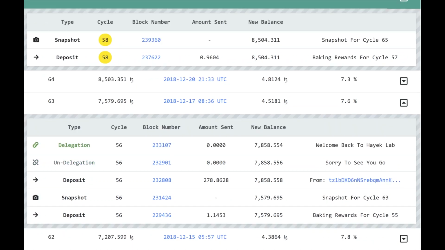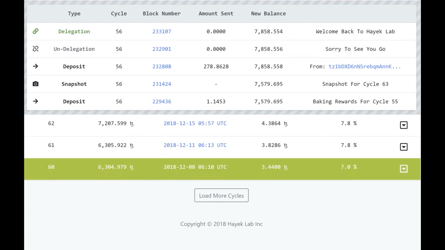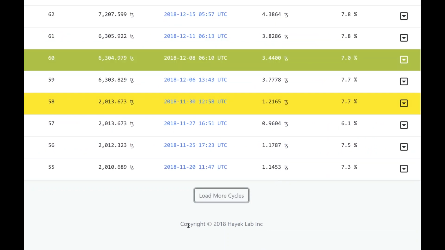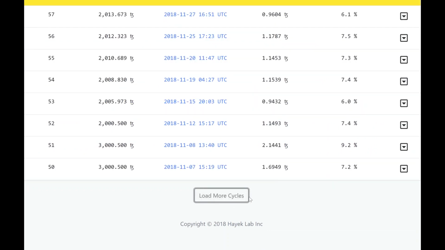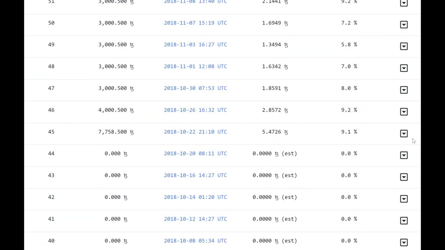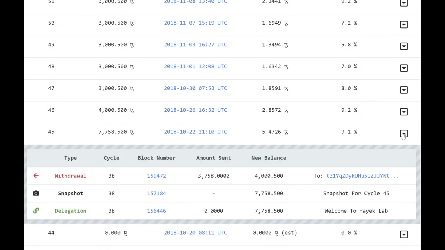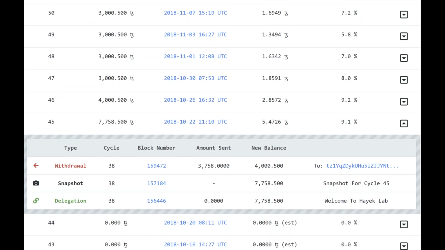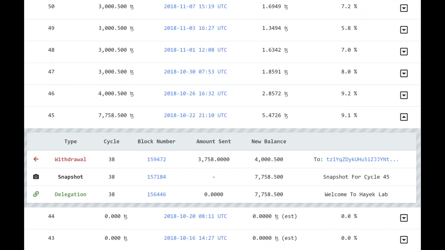Going further back in time now, when our delegator decided to delegate with Hayek Lab for the first time, we can see the very first non-zero balance is at cycle 45. Looking at the drop-down table, the corresponding snapshot was at cycle 38. The snapshot followed right after his delegation, making his first baking participation in cycle 45.